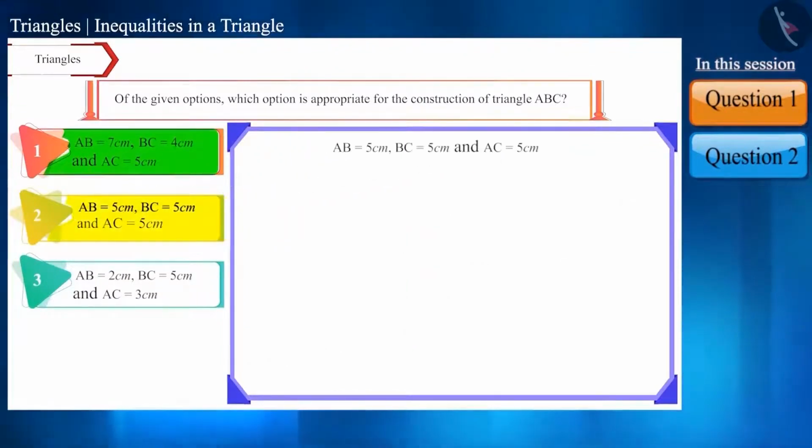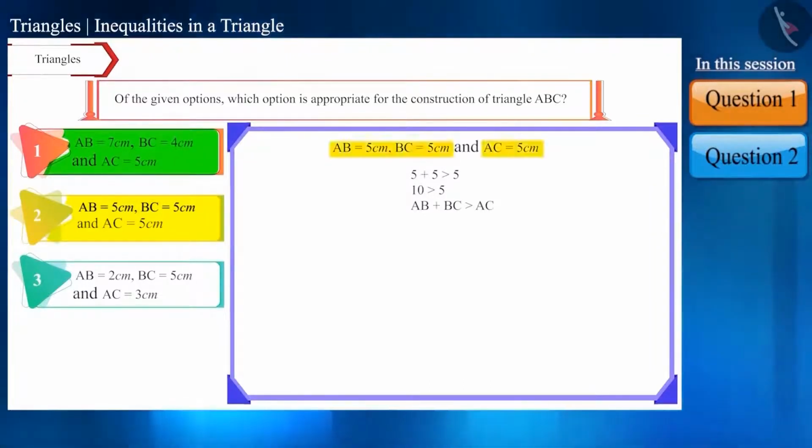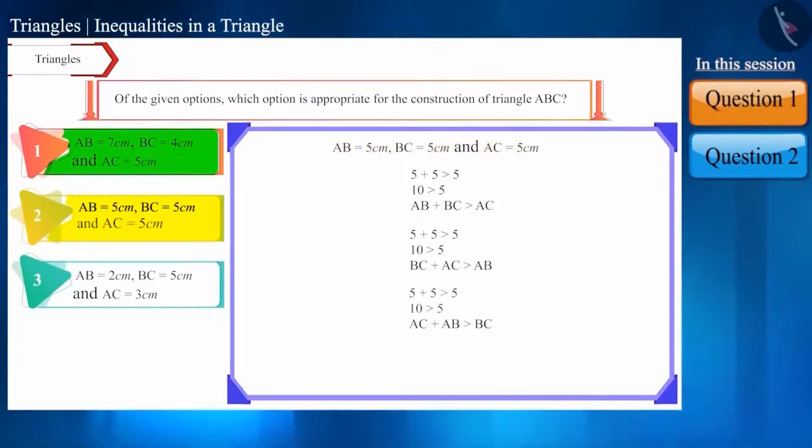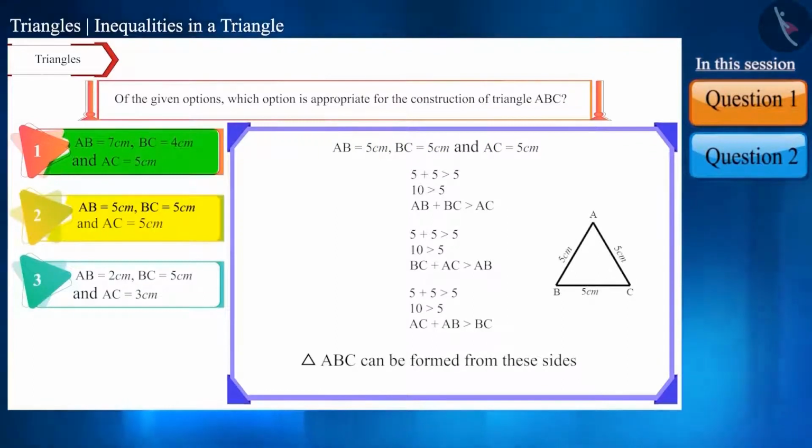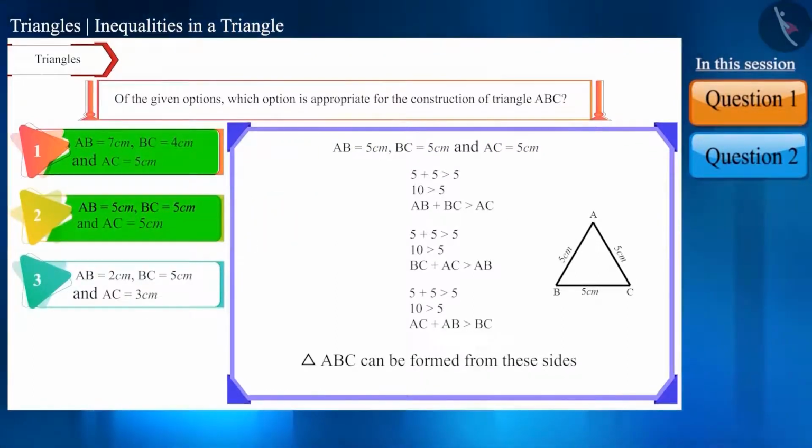Similarly, in the second option, the sum of side AB and side BC is greater than side AC. And since the length of all three sides are equal, therefore, we will get all three inequalities like this. And thus triangle ABC can be formed from these sides. Therefore, according to the question, this option is also correct.